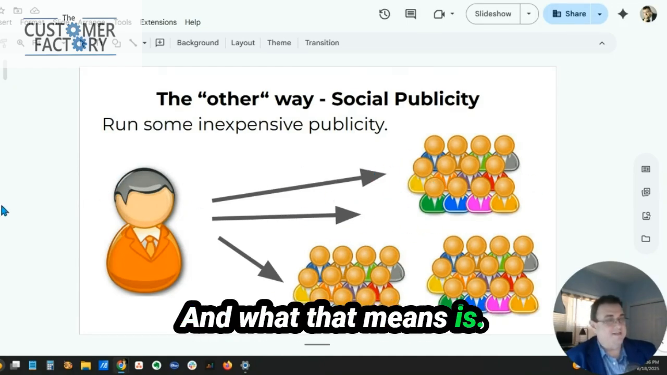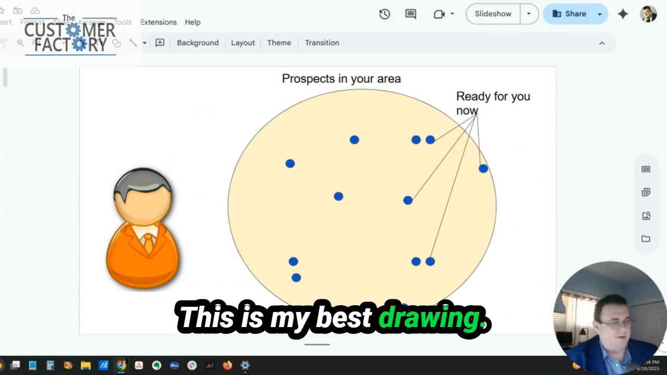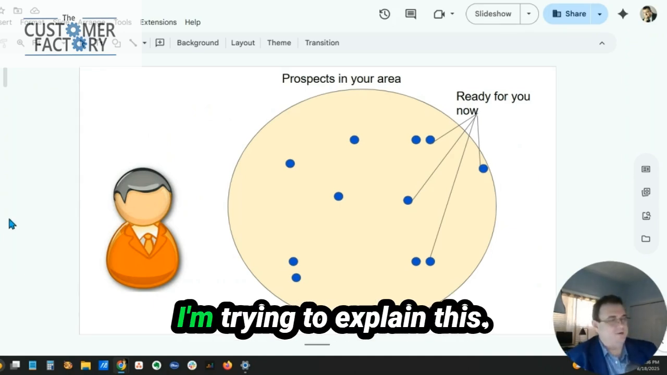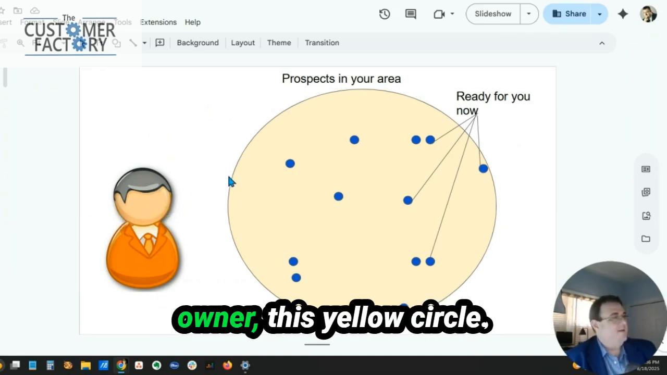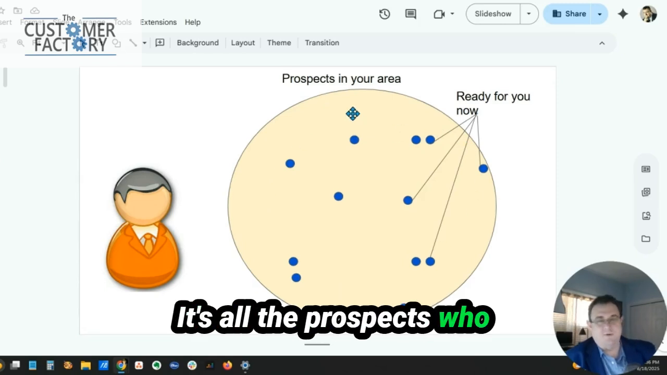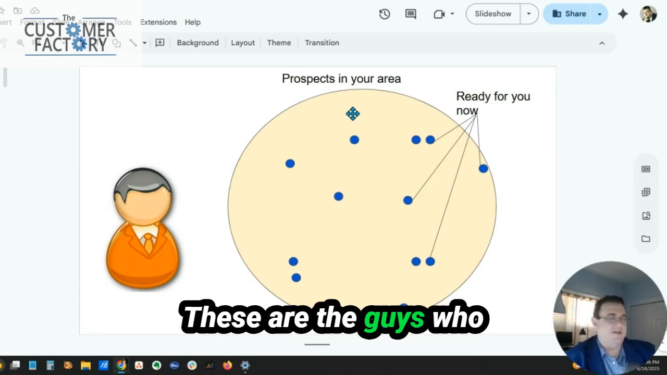And what that means is, this is what it looks like. This is my best drawing, okay? I'm sorry if this is not really great, but I'll try to explain this. So here you are, the business owner. This yellow circle is all the prospects who are in your area who could take action, right? These are the guys who could buy from you, right?